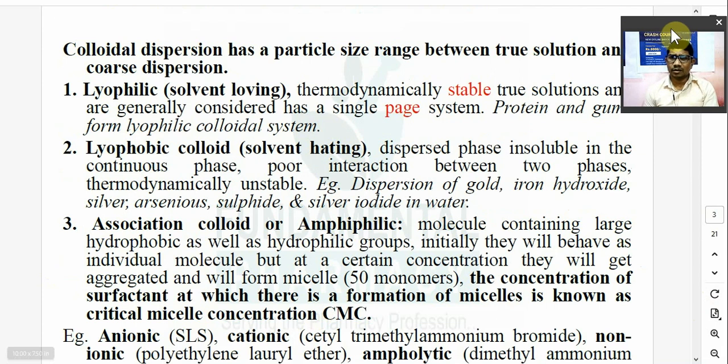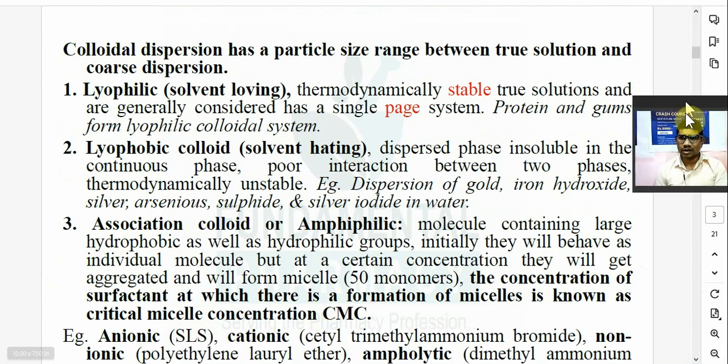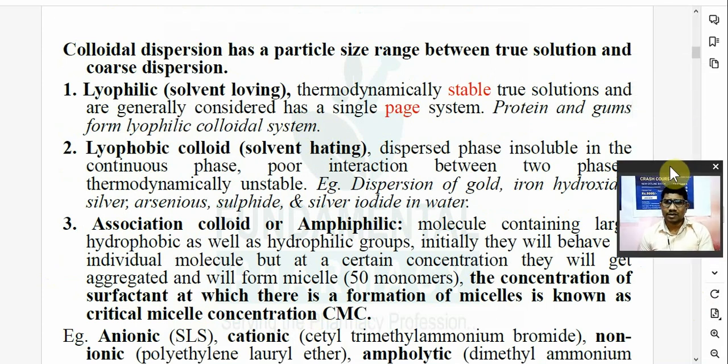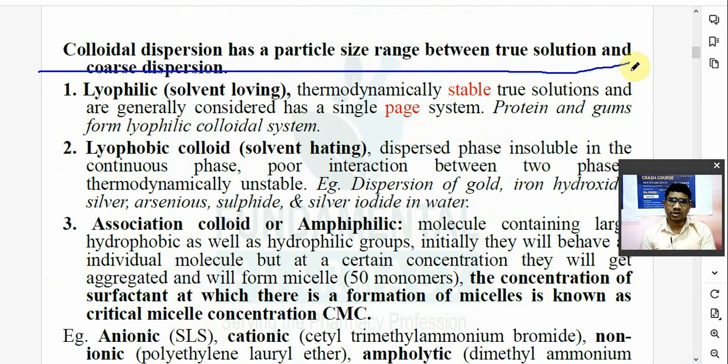Colloidal particle size range: particle size range of colloidal system or colloidal dispersion. Colloidal dispersion has a particle size in the range between true solution and coarse dispersion. Right? So there are three types of colloids. यहाँ पे तीन टाइप की colloid होते हैं. First one is lyophilic colloid. याद रखना है आपको lyophilic colloid.